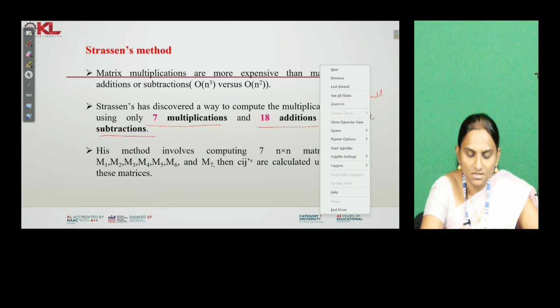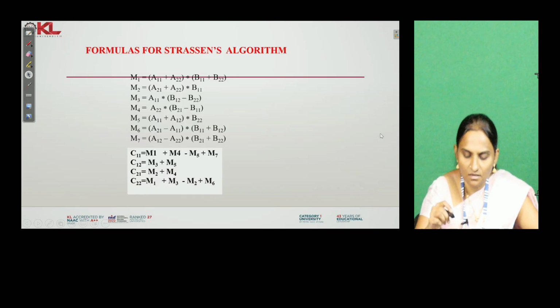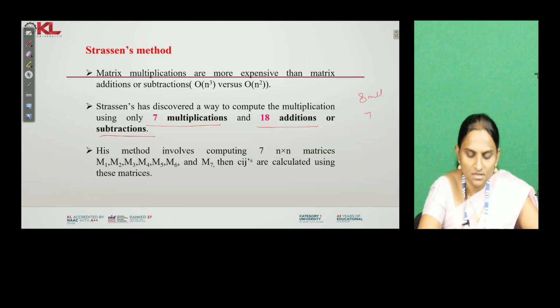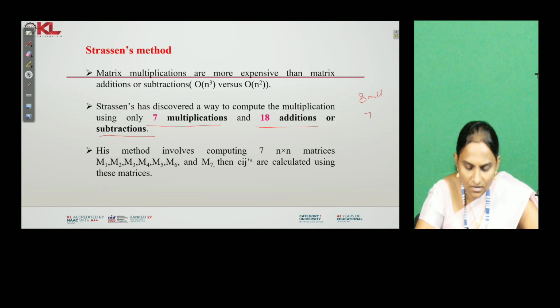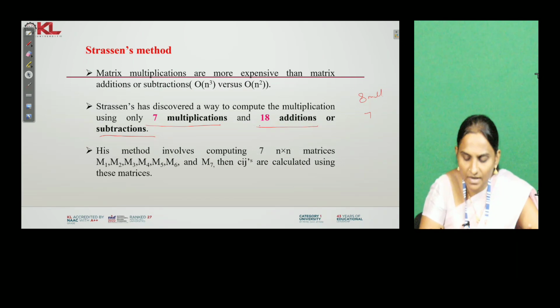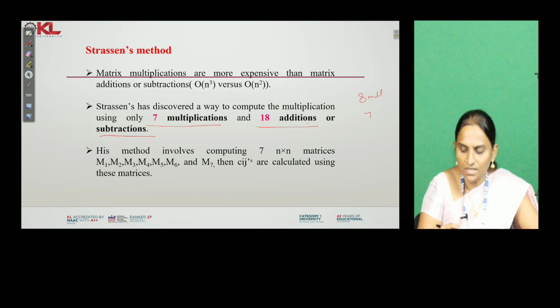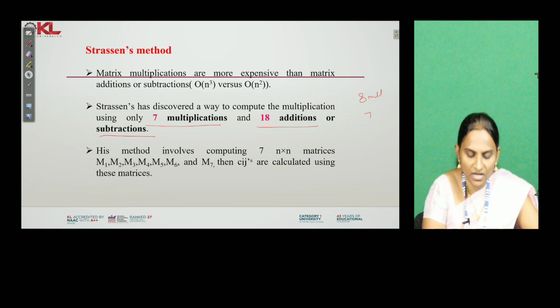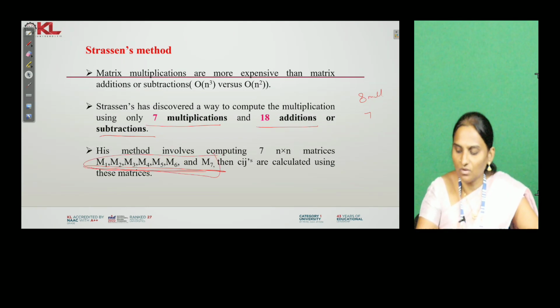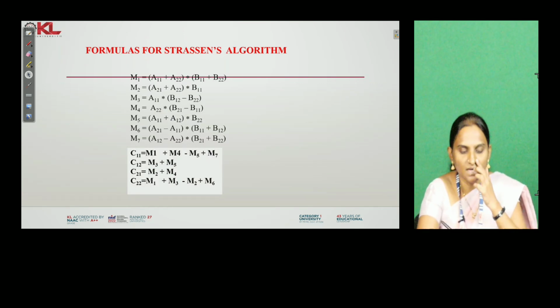In Strassen's method, he has discovered formulas. In those formulas, there are only 7 multiplication operators and 18 additions or subtractions, so that he has reduced the time complexity. His method involves computing 7 n by n matrices, M1, M2, M3, M4, M5, M6, M7. So these are the formulas he has found. Using those formulas, he calculated the time complexity.